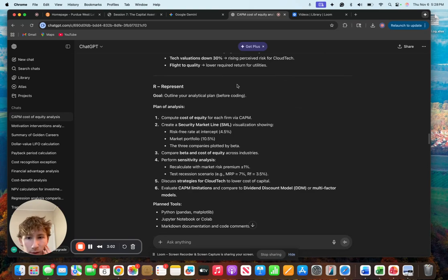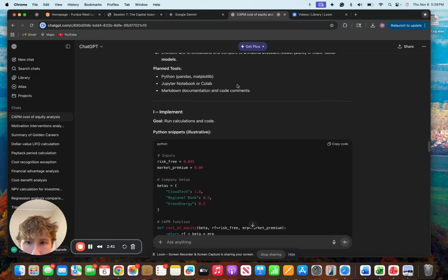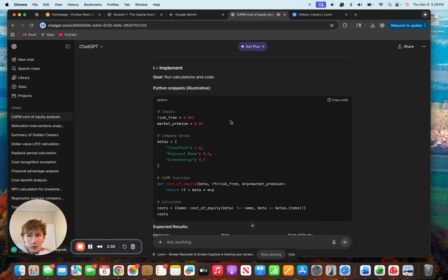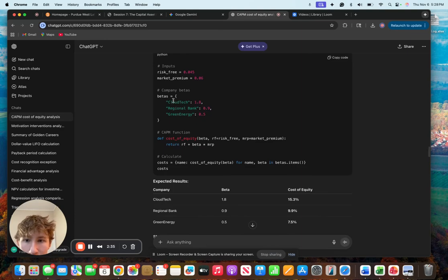For the R, I'm going to outline the analytical plan. First, we're going to compute cost of equity for each firm via CAPM, create a security market line, compare beta and cost of equity across the industries, perform sensitivity analysis, and discuss strategies for cloud tech to lower cost of capital. Once we do that, we can move on to I, which is implement and run the Python code. And here are all our betas, 1.8 for cloud tech, and then the rest.